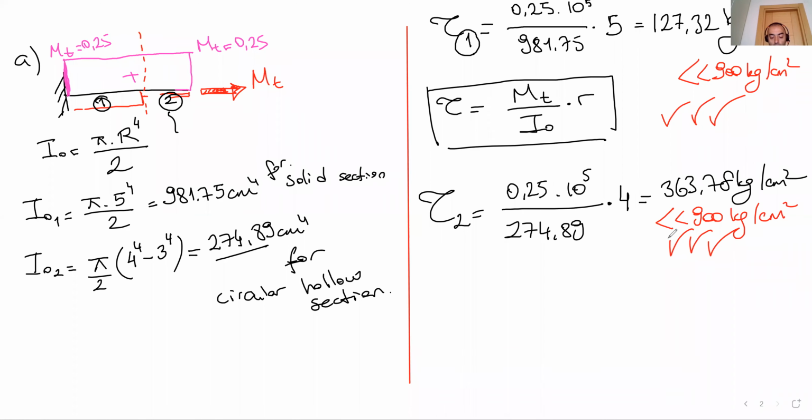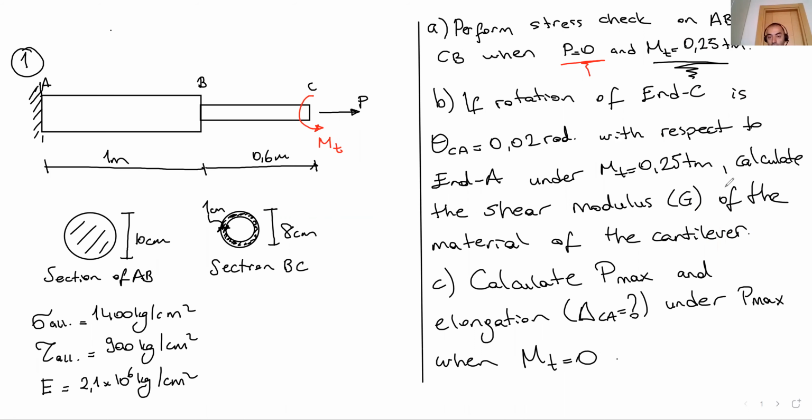Now we will do question B. Question B: if the rotation of this point is given under this moment, the question is, what is the material property, which is the shear modulus? Calculate the G. Okay, yes, we can do it. Let's have a new page. This is B.